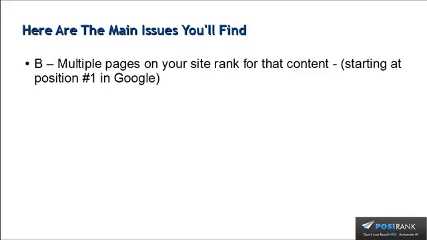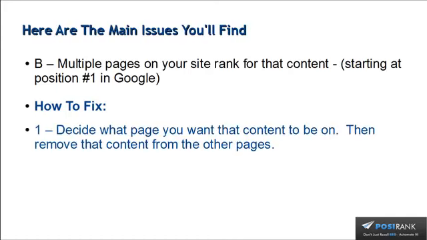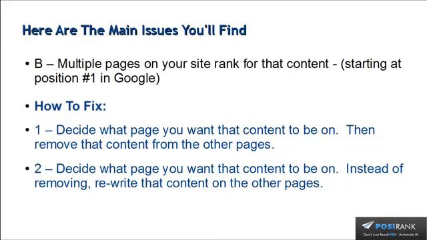Issue B, multiple pages on your site rank for that content, starting at position number one in Google. How do we fix this one? Well, option one, decide what page you want that content to be on, then remove that content from the other pages altogether. So we only have one page with that original unique content on it. And option two, decide what page you want that content to be on, and instead of removing it from the other pages, just rewrite that content on the other pages so that they become their own unique original pieces of content on your site, and Google doesn't see it as internal duplicate content. So that's how we fix that one.